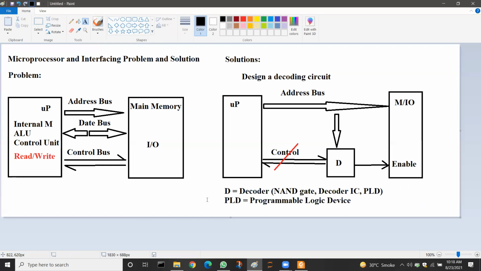So this is the problem, this is the solution, and the whole course is designed to primarily understand the microprocessor architecture, and how this solution is implemented, and how the microprocessor is placed on a printed circuit board so that other ICs can be interfaced to it.